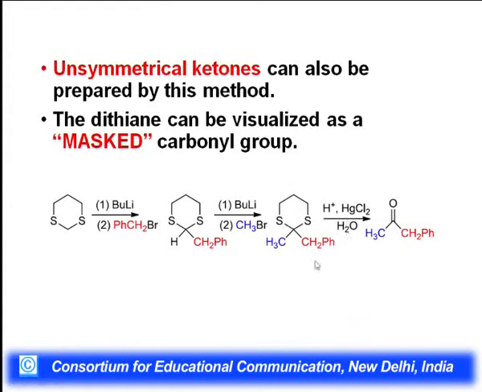So what we have observed is that if we take dithiane and do just one series of reactions with butyl lithium and an alkyl halide, followed by hydrolysis, we get an aldehyde. Whereas if both the acidic hydrogens of dithiane are replaced with an alkyl or an aryl group, and then we do the hydrolysis, we will get a ketone. And this is again a very good method for preparation of aldehydes and ketones.